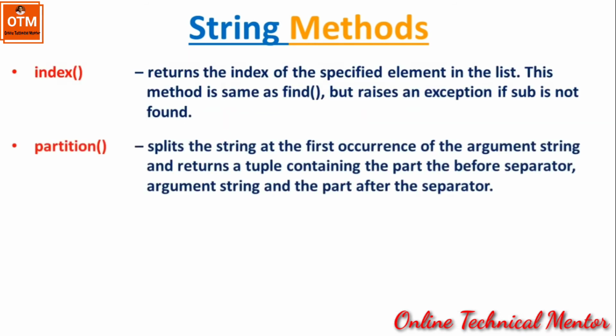The next function is partition. It splits the string at the first occurrence of the argument string and returns a tuple containing the part before the separator, the argument string, and the part after the separator. Let me explain it with an example first.